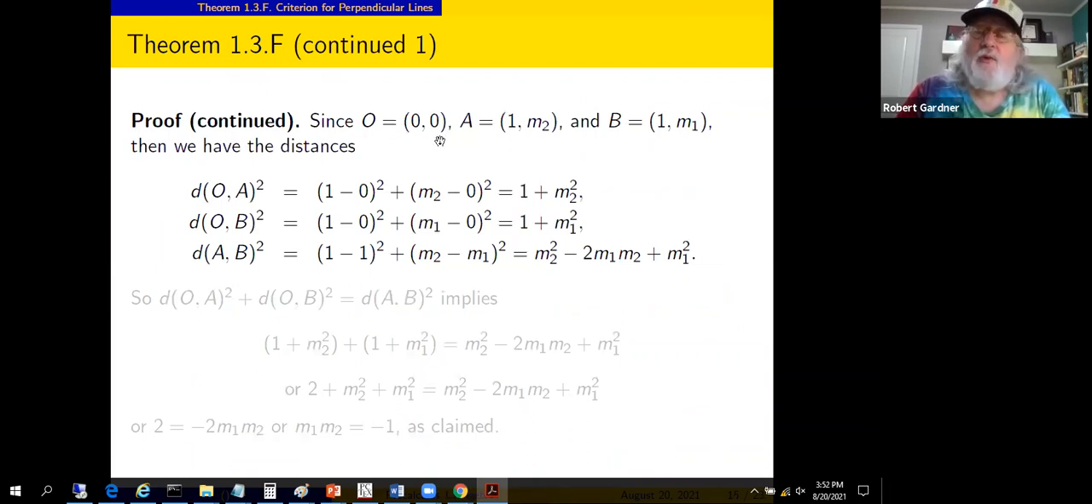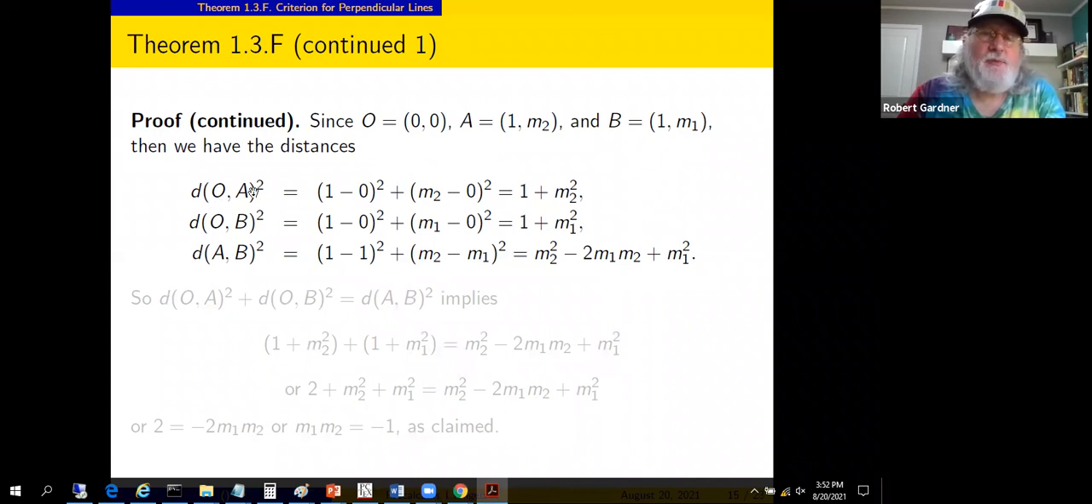Point O, we had coordinates for it, was the origin. Point A was (1, m2), and point B was (1, m1), as discussed with an interpretation of slopes on those two lines. So we can find the distances. Actually, let's find the distance squared. We find the distances, we use the distance formula, and we have to take square roots. Let's just find the distance squared. That's what we need. That's what the Pythagorean theorem requires.